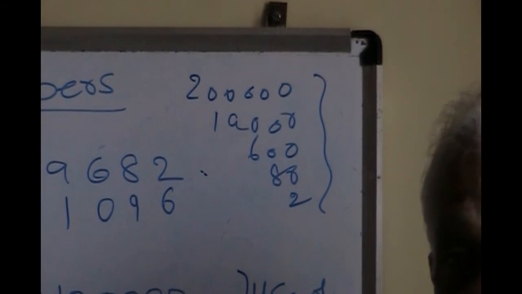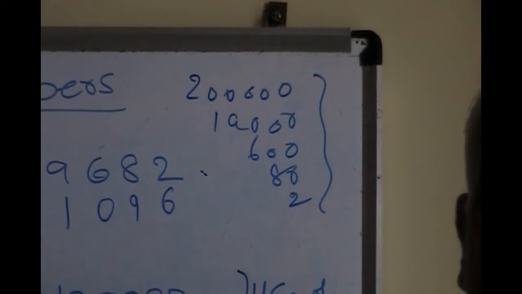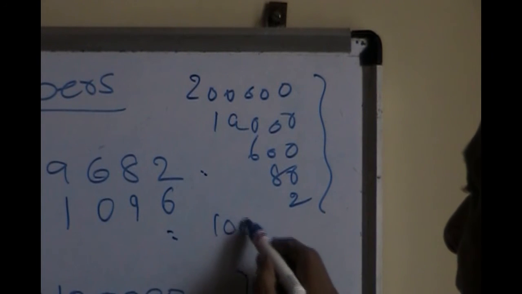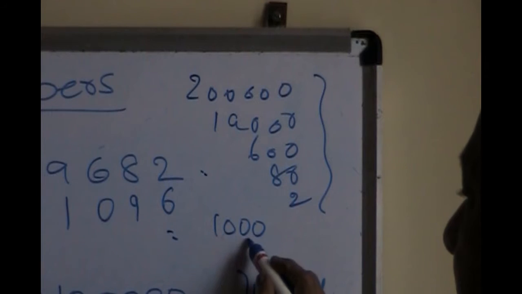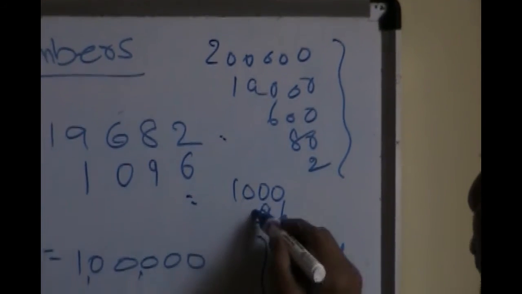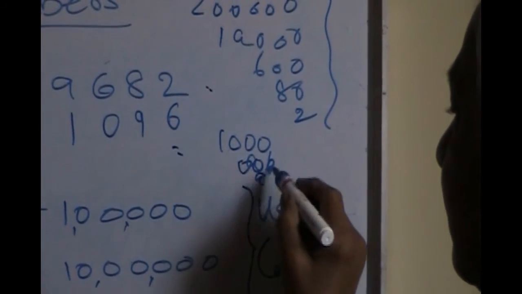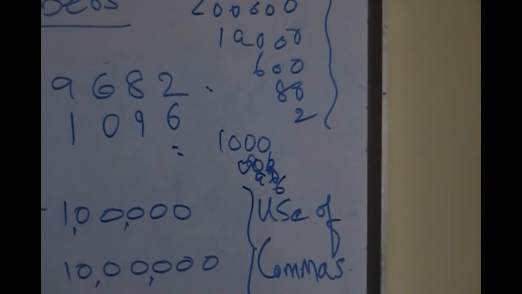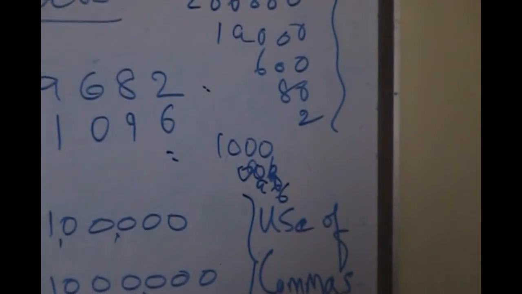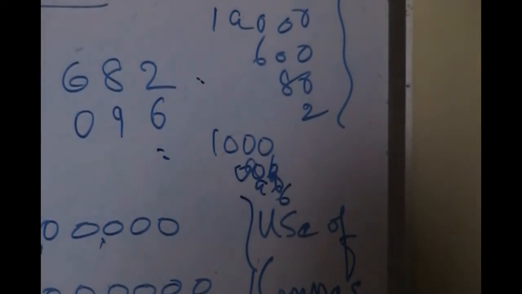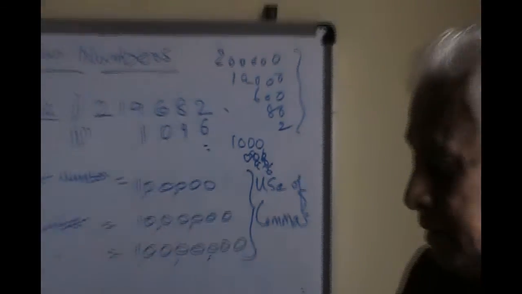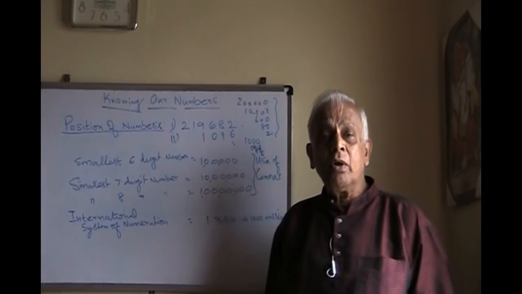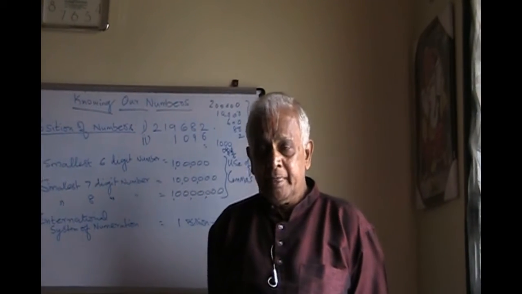Similarly, in the second example, 1096, you can rewrite it as 0 hundreds, 96, that is, 90 and 6. This is how you can write the numbers, and you will understand what the smallest and the biggest numbers are.